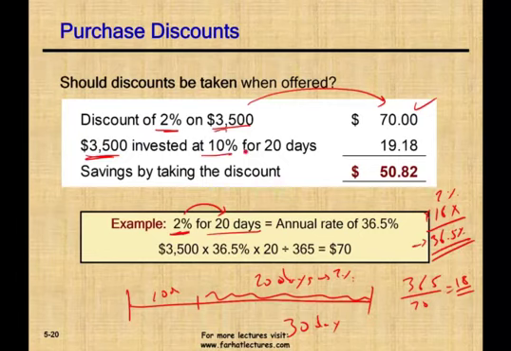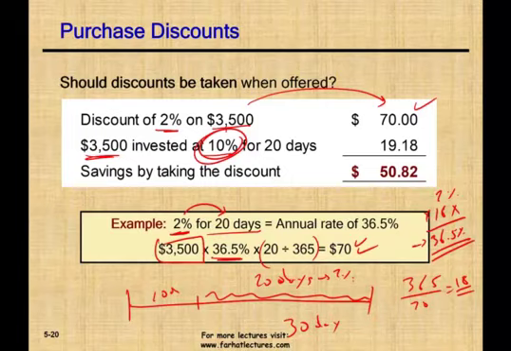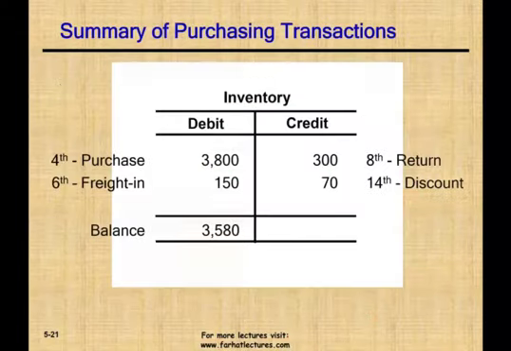So that's why 10% is not good enough. Even if you have to borrow the money at 10% to pay within the discount period, you should do it. And to prove it, it's 36%. If you take 3,500 times 36.5% multiplied by 20 divided by 365, you are saving $70. So it's very important that you take advantage of the discount, because by doing so you are saving yourself 36.5%, which is a high rate of return.